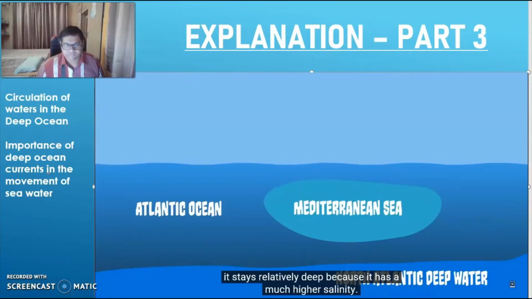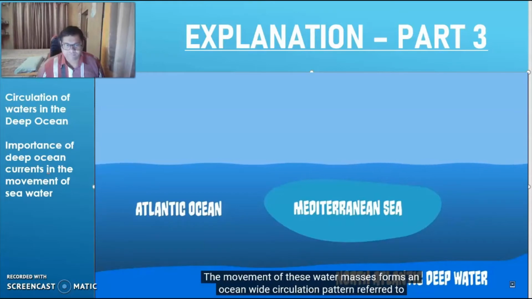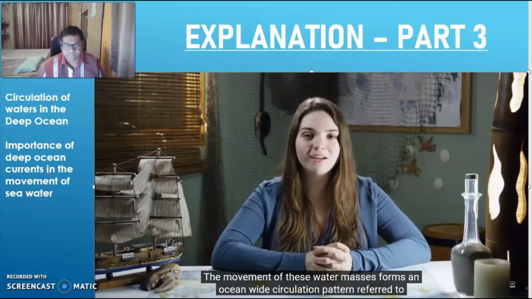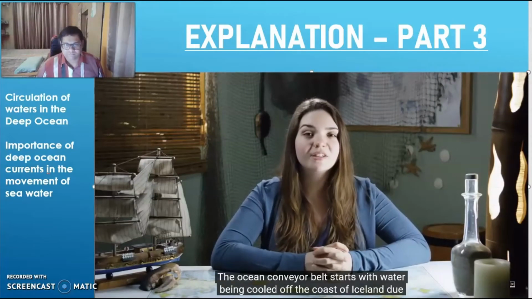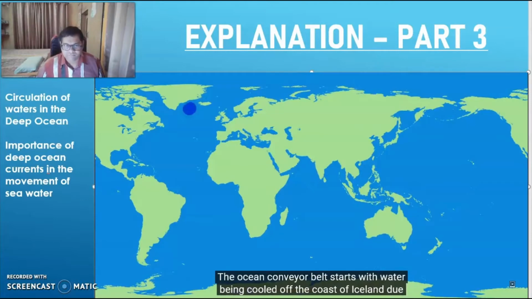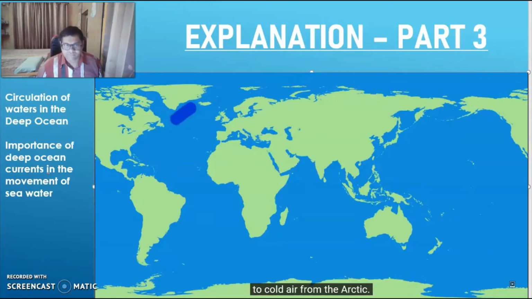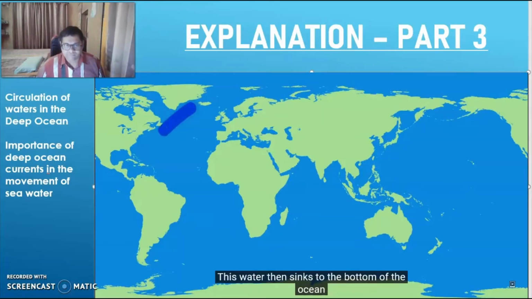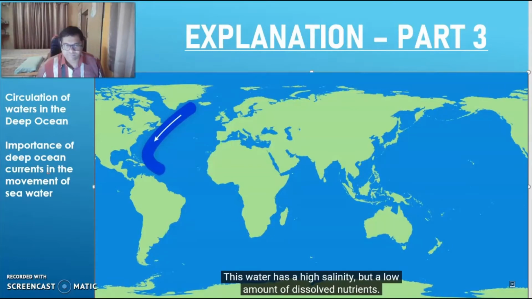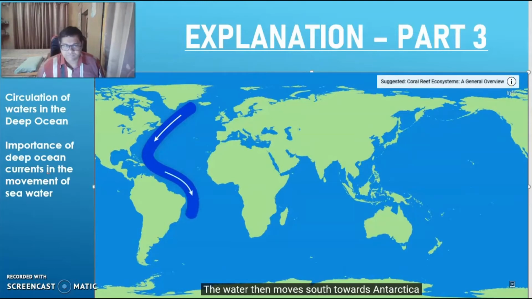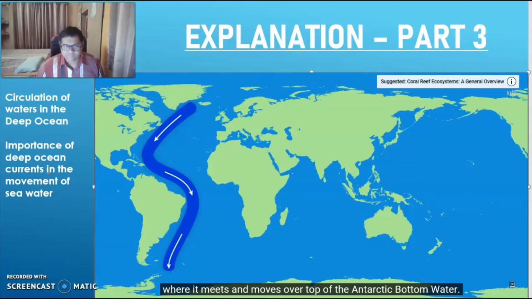The movement of these water masses forms an ocean-wide circulation pattern referred to as the Great Ocean Conveyor Belt. The ocean conveyor belt starts with water being cooled off the coast of Iceland due to cold air from the Arctic. This water then sinks to the bottom of the ocean and flows south, forming the North Atlantic deep water. This water has a high salinity but a low amount of dissolved nutrients. The water then moves south towards Antarctica, where it meets and moves over top of the Antarctic bottom water.